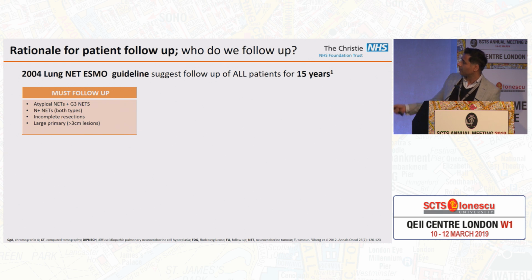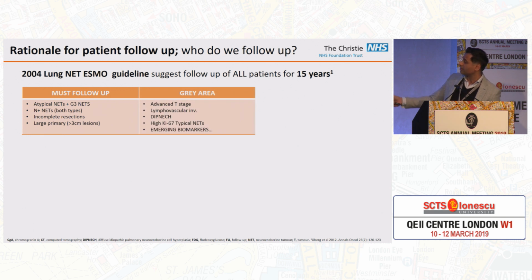So we can only validate these things if we have the pathways, but with a bit of common sense: who you must follow up? Well, you must follow up your atypical NETs and your grade 3 NETs, the node-positive NETs, the incomplete resections, and the large primaries. Where is the grey area? The T stage. I don't really know what to make of the T stage. Lymphovascular invasion. DIPNECH. Should we follow them up intensively? My gut feeling is probably we should because they are a respiratory problem. High Ki-67 score patients with typical NETs, and of course, any emerging biomarkers.